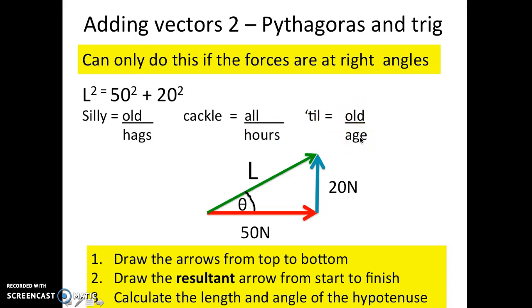Again, you need to know this. If you are not sure what I'm talking about, please go back and look at your GCSE maths.